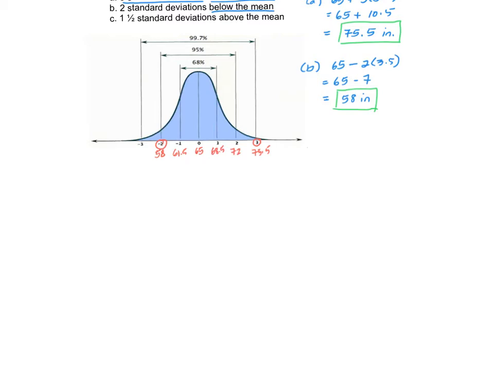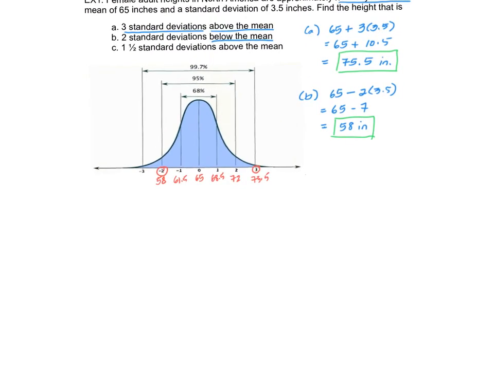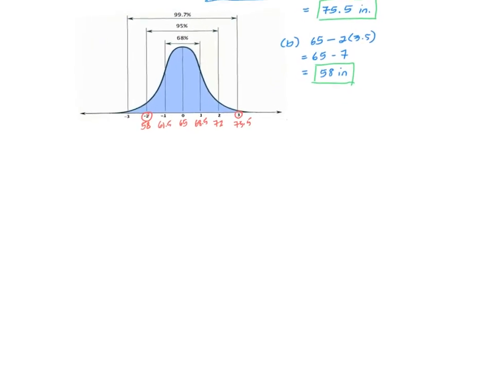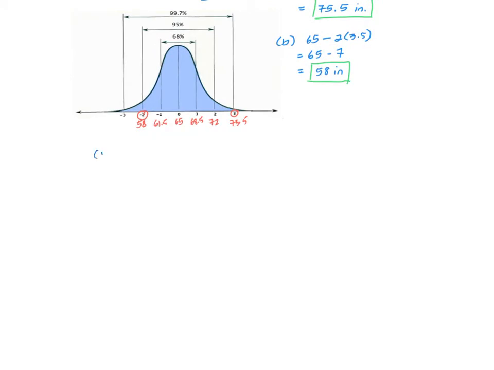The last one was part C. Part C, we want to look at 1.5 standard deviations above the mean. So in part C, we're going to start with the mean of 65. We're going to add 1.5 times the standard deviation of 3.5, so it's easier to put in my calculator. In my calculator, I get 70.25. Again, it's inches.